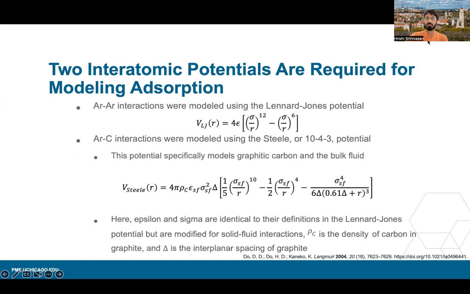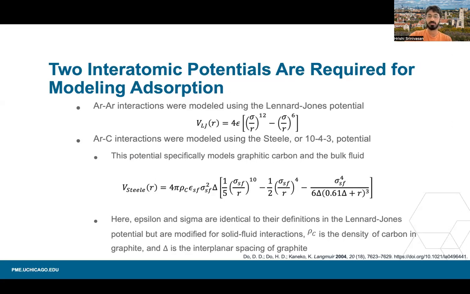For my system, because we have both a fluid and a solid, we have to use two different potentials. The fluid interactions are modeled using the Lennard-Jones potential, which has been used throughout this quarter for modeling argon-argon interactions. Meanwhile, argon-carbon interactions are modeled using the Steele 10-4-3 potential. This potential models specifically the graphitic carbon solid-fluid interactions.